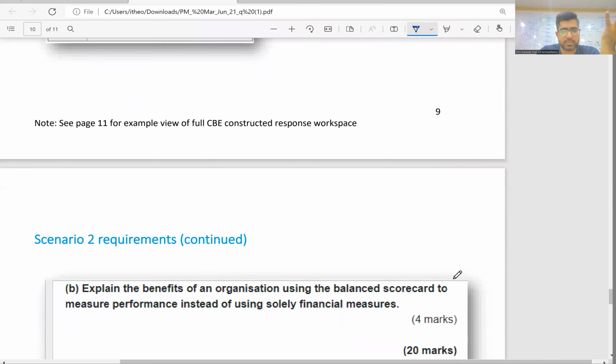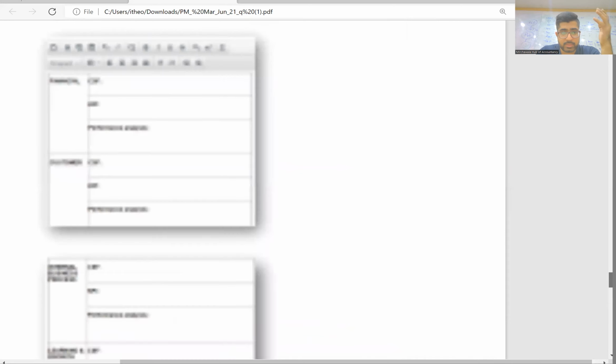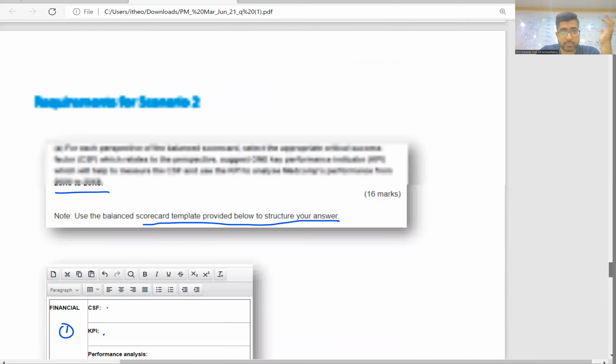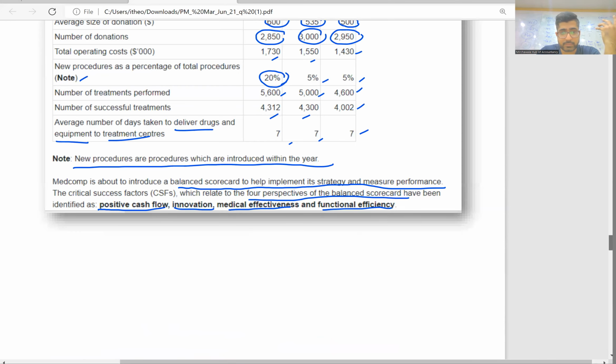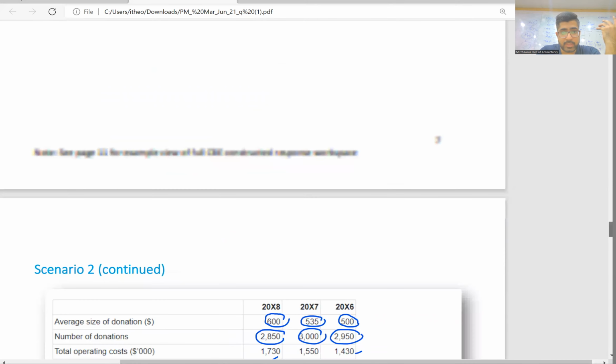Okay, like the part B seems very easy, 4 marks. Explain the benefits of using balance scorecard instead of financial. So I will write the 4 benefits of balance scorecard and finish it. But the 16-mark part looks a very important one. And if you know how to analyze and draft, it's very easy for you. So I need to read the scenario again for this.